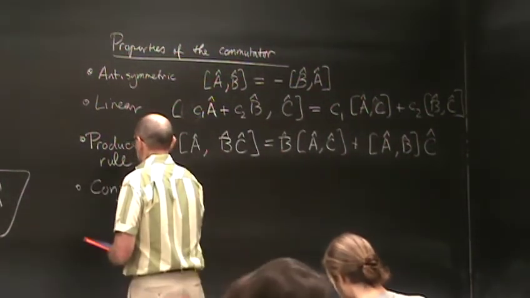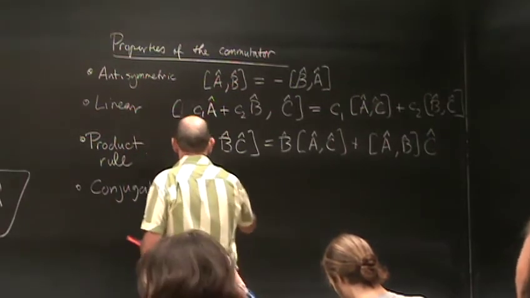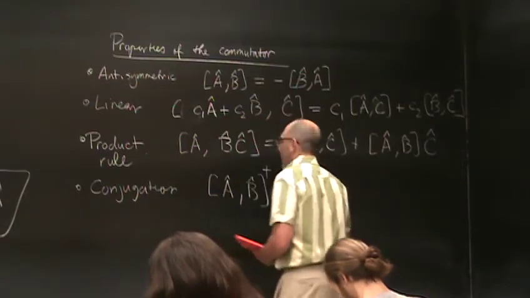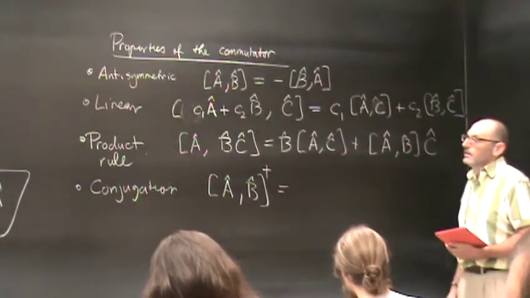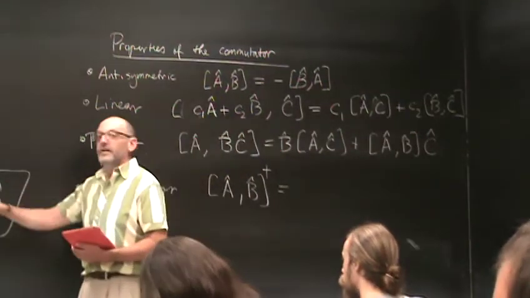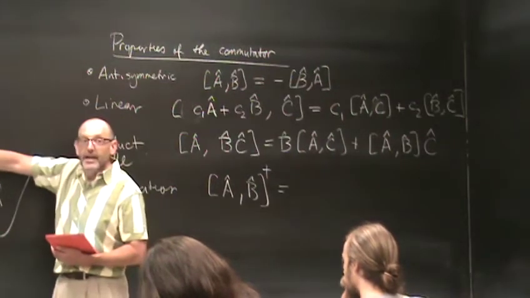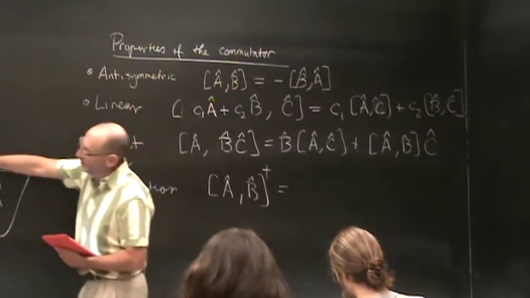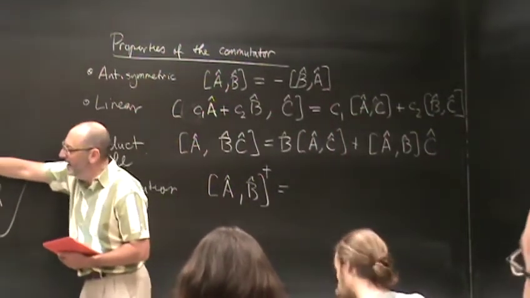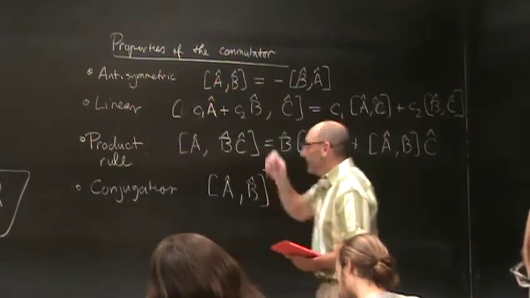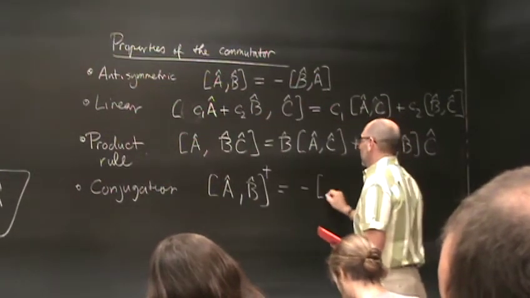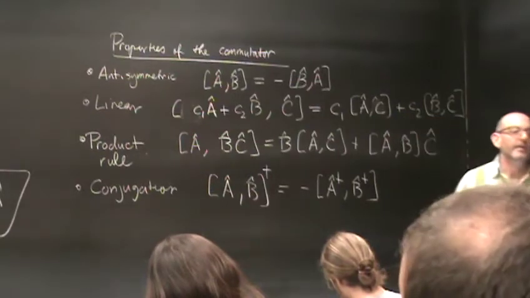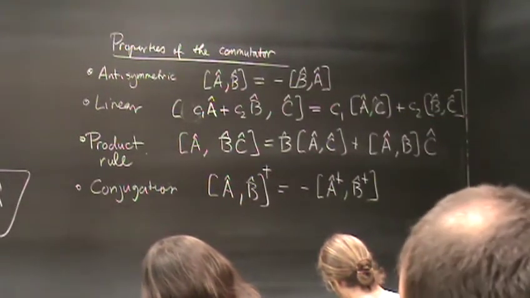Conjugation. If I look at the operator I get by commuting A with B and I conjugate that, well, I conjugate each piece here, right? And that, of course, switches the order. That becomes B dagger A dagger, this becomes A dagger B dagger, and this thus is equal to, because I reverse the order, minus, right?